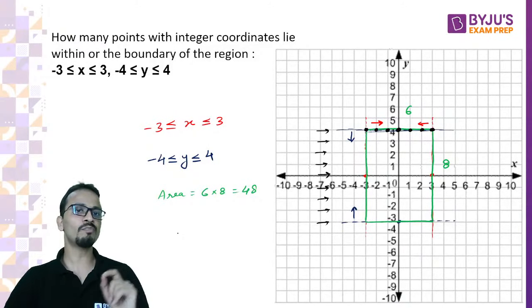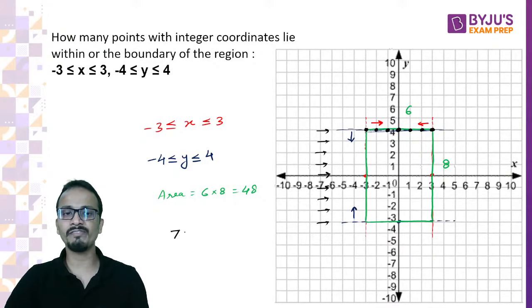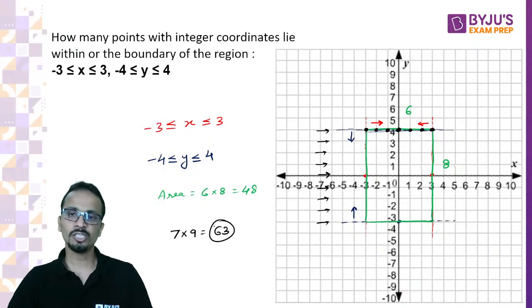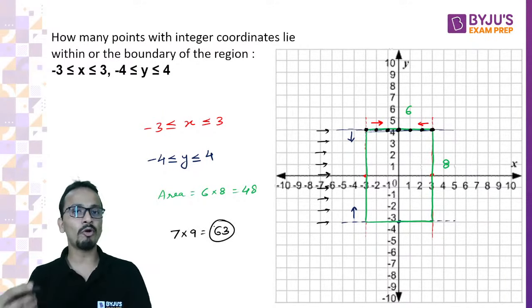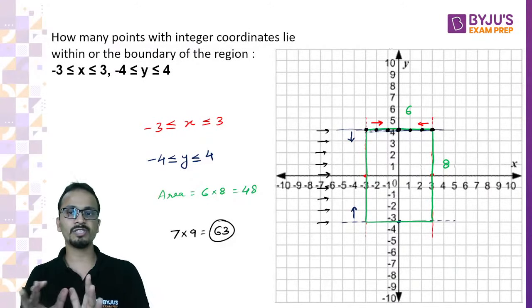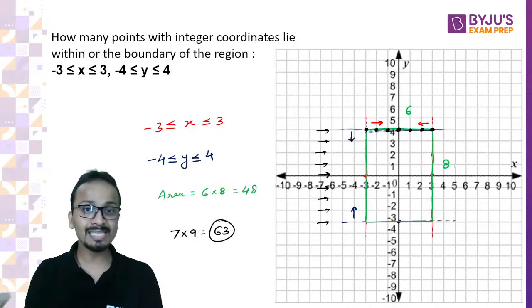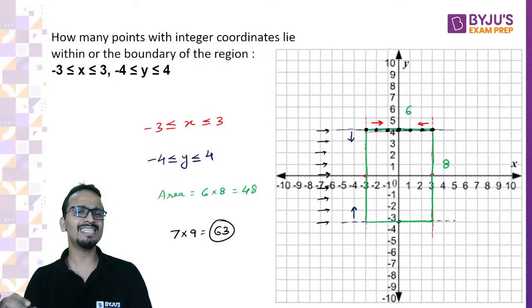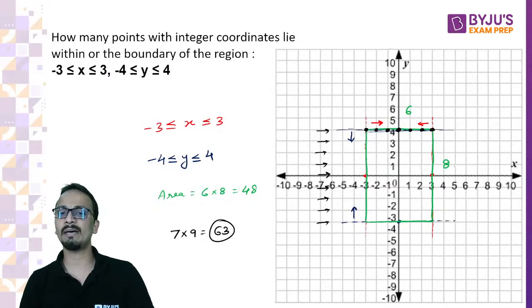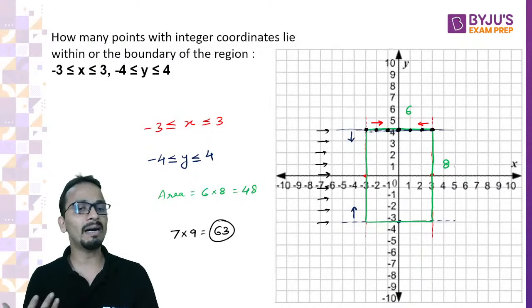So on one horizontal line I have 7 points, and likewise I have a total of 9 lines. So the total number of points having integral coordinates which are lying within or on the boundary of this region will be 7 multiplied by 9, and the answer will be 63. So in all, there are 63 points having integral coordinates within or on the boundary of the given region. So a very basic question. You will definitely find these types of questions coming in your examinations. Now let's increase the level of difficulty a bit.